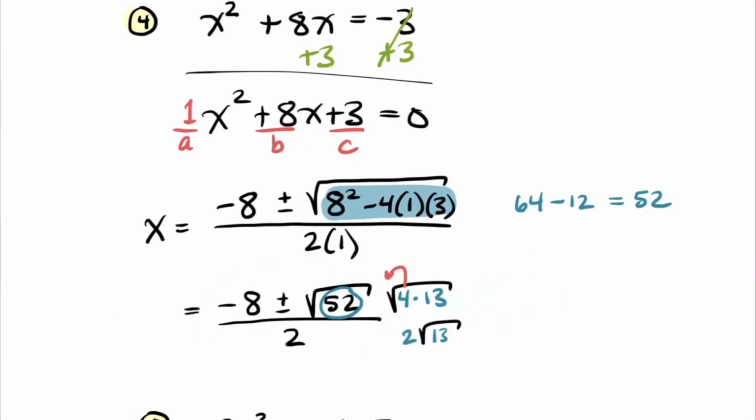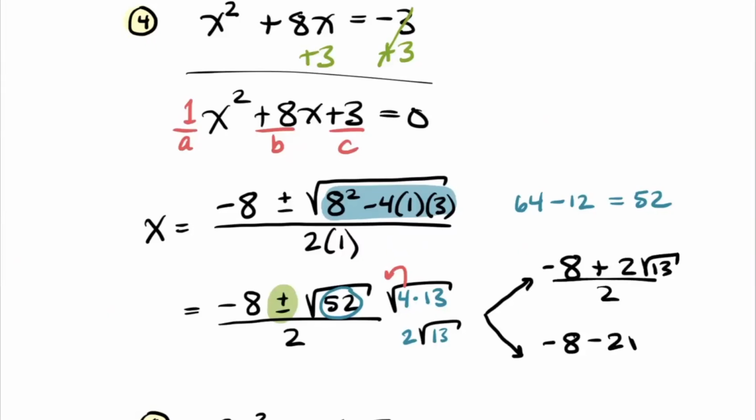So what we're going to do is split this up into 2 different solutions because we have this plus and this minus. So the first one is negative 8 plus, the next one will be negative 8 minus. And I'm going to write this as 2 radical 13 divided by 2, and 2 radical 13 divided by 2.